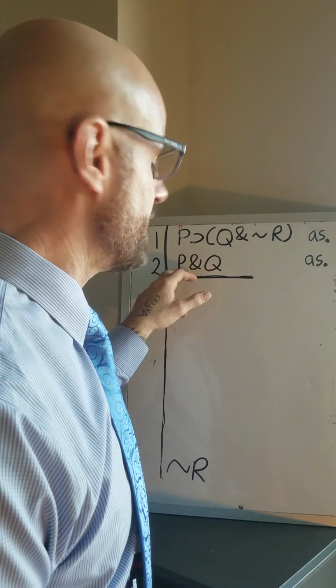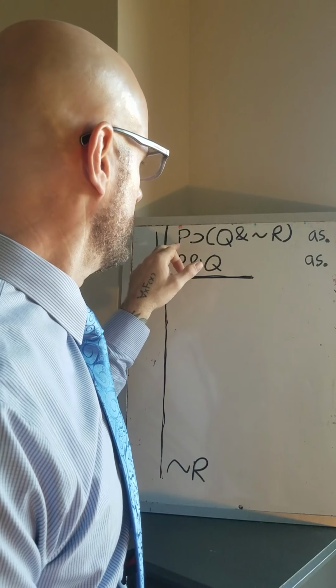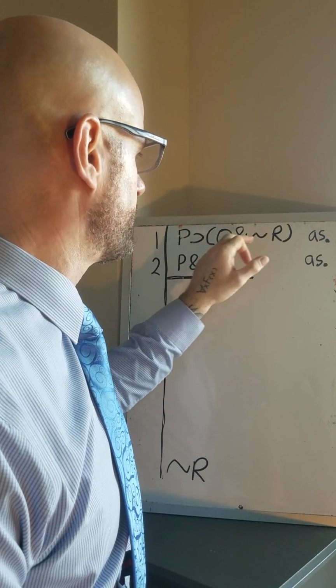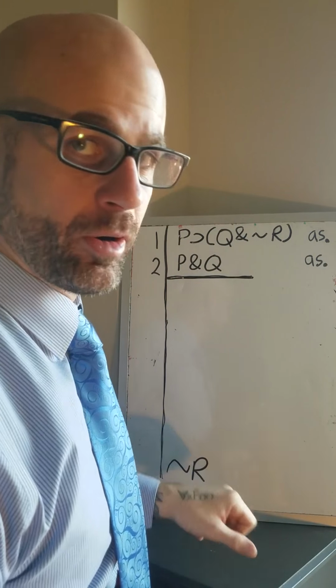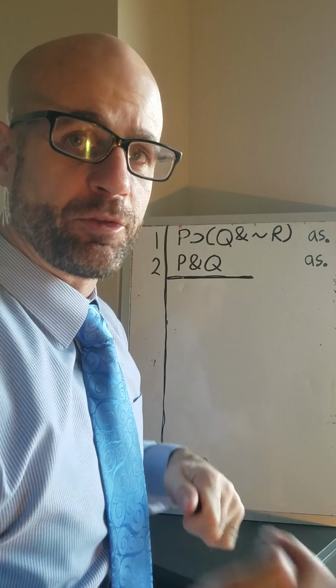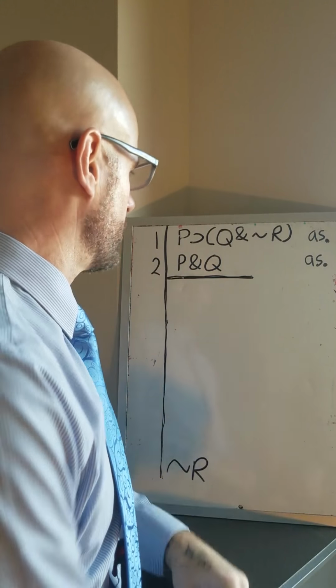So what does this say? It says we have P and Q, and if P, then Q, and not R, all right? And we're trying to get not R. So what's the first step we should do here? Well, we should do conjunction elimination.